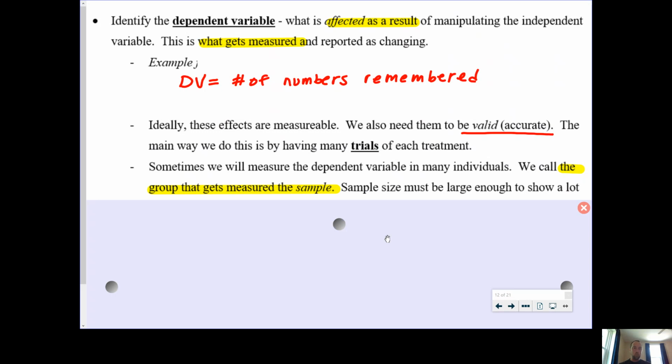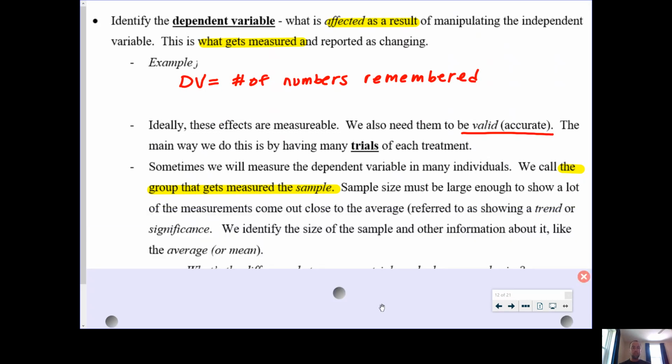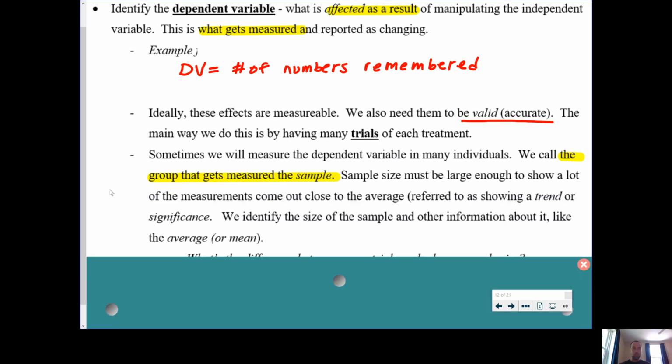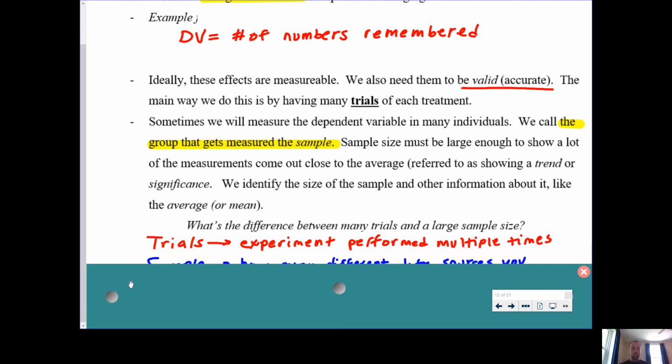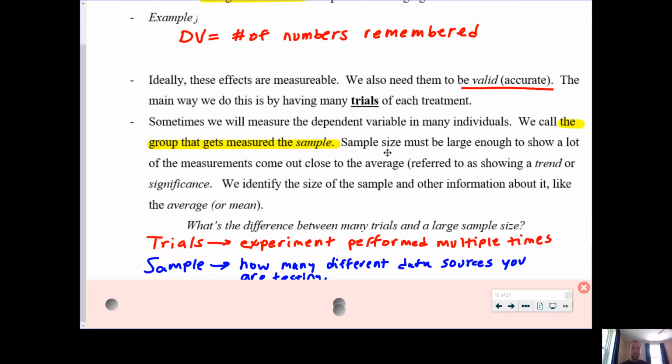If I only measured you individually, that's not a big enough sample. I'd want to have a whole bunch of different people, and that's a sample size. As it says here, sample size must be large enough to show that a lot of the measurements come out close to the average, referred to as showing a trend or significance. And we identify the size of the sample and other information about it, like the average or mean.